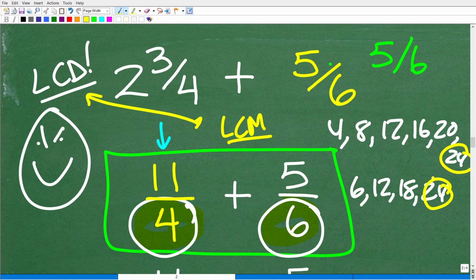Okay, but that's not the lowest multiple. The lowest multiple is 12. Okay, so 12 is the lowest number that both 4 and 6 can divide into. So 12 is the LCD.